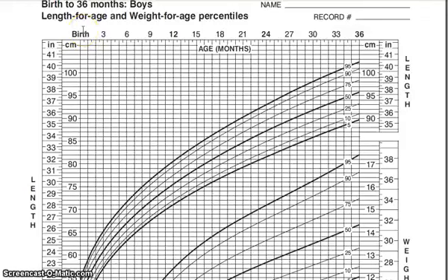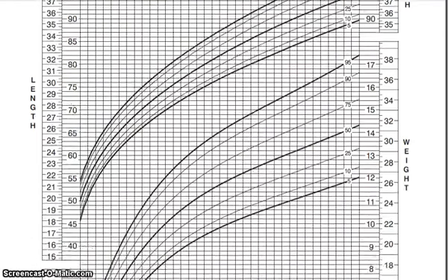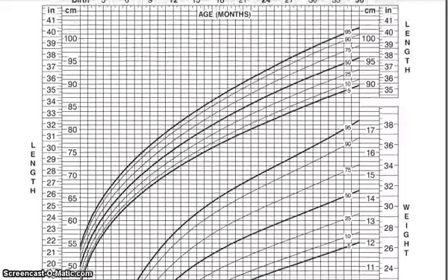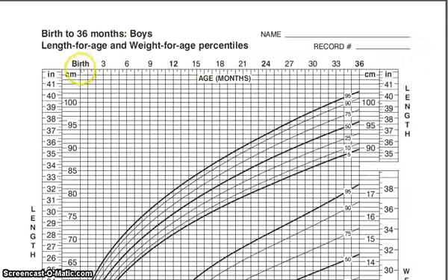All right, next, look at the age. And the age is from the top, across the top and across the bottom. If you scroll down, you can see it also goes across the bottom. Birth is this line right here. 3 months right here. 6 months. 9 months right here. 12 months, and so on.